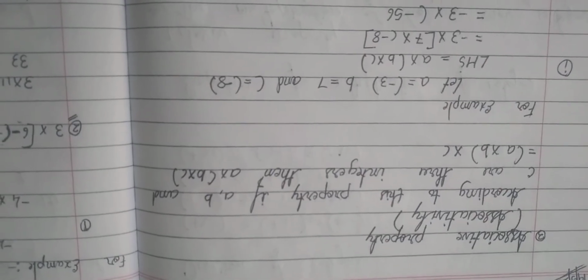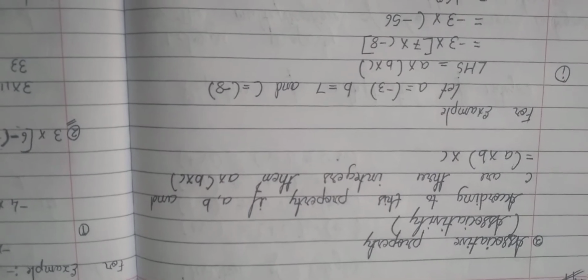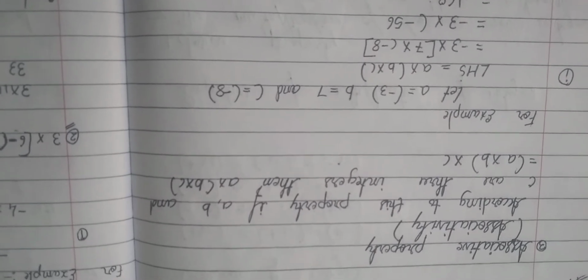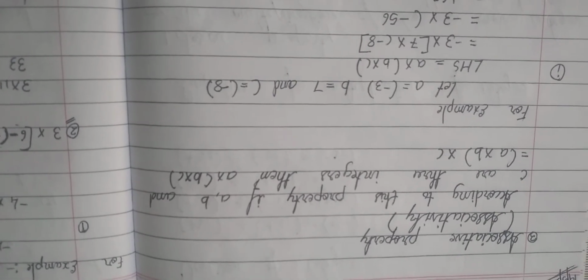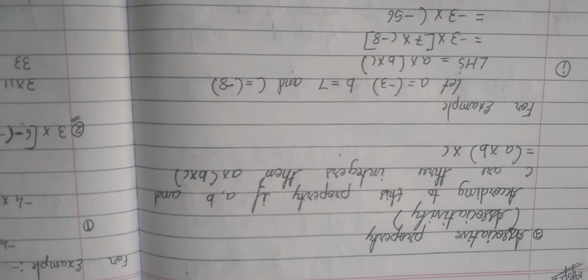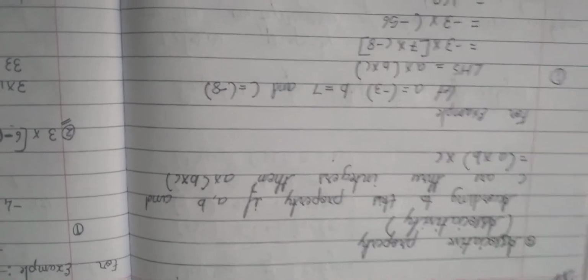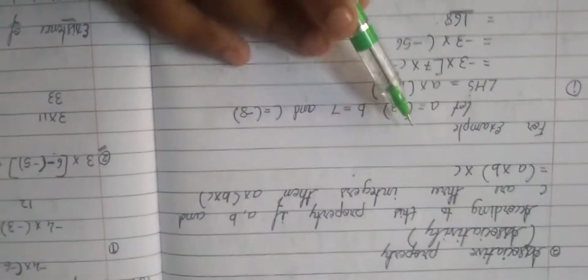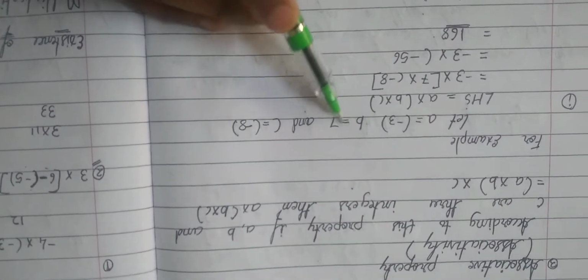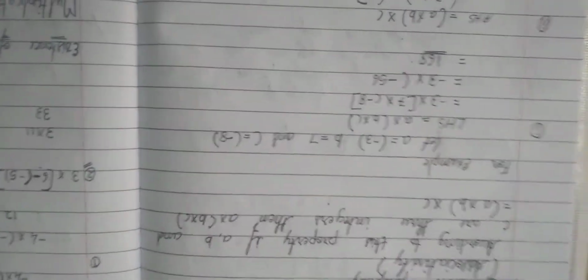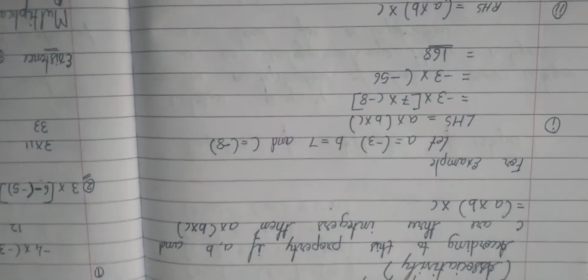So we have the associative property. According to this property, if a, b and c are three integers, then a into bracket b into c equals bracket a into b into c. For example, let me tell you, let a be equal to minus 3, b equal to 7 and c equal to 8. Let me explain; let me take you to a paper here.